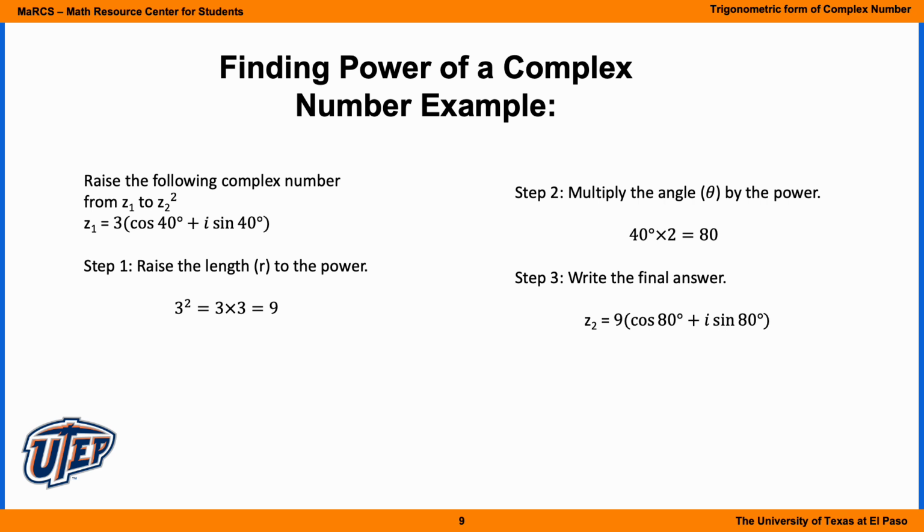Now we multiply the angle by the power, so our power was 2, so 40 degrees times 2 is equal to 80 degrees. So then our final answer is 9 times cosine of 80 degrees plus i times sine of 80 degrees.